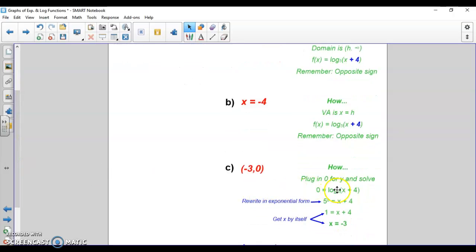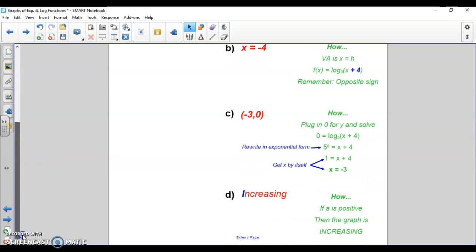Now, how do we do this? We plug in 0 for y and solve. Remember, y is the same thing as f of x. So I have 0 equals log base 5 of x plus 4. Rewrite that function in exponential form: 5 to the 0 equals x plus 4. Anything to the 0 power is 1. Subtract the 4 over, get negative 3. Alright, so negative 3, 0 is your x-intercept. I already said the function's increasing because a is positive. Simple as that.